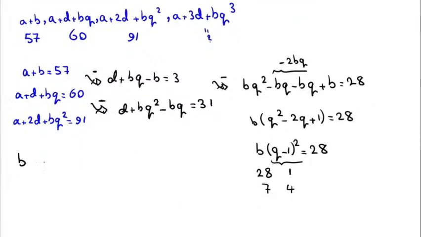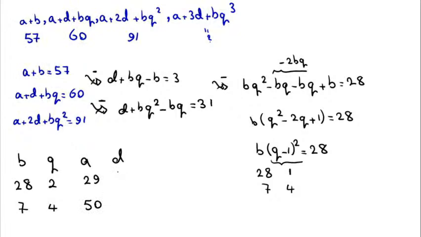Case 1, let's write BQAD. B is 28. Q minus 1 squared is 1. So we consider Q is positive and it should be 2. And the next one, 7, 4. So, because A plus B is 57, in this case, A will be 29, and in this case, it will be 50.